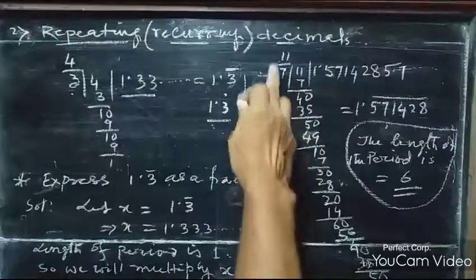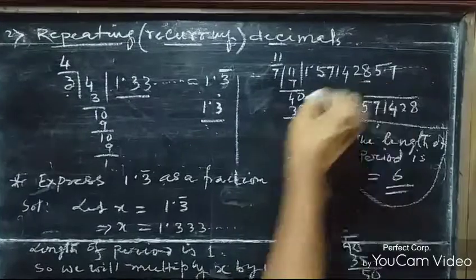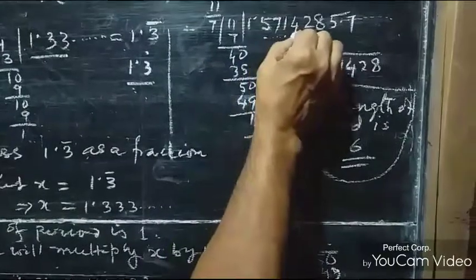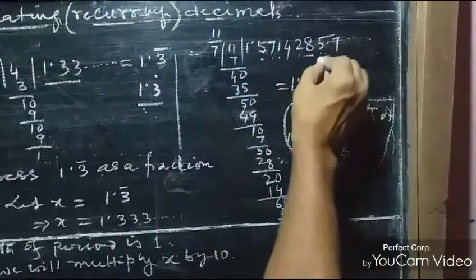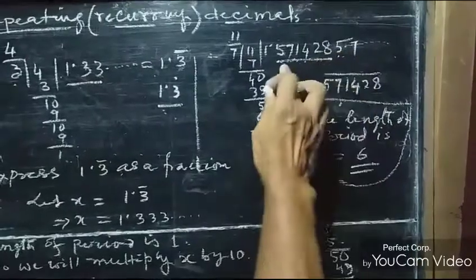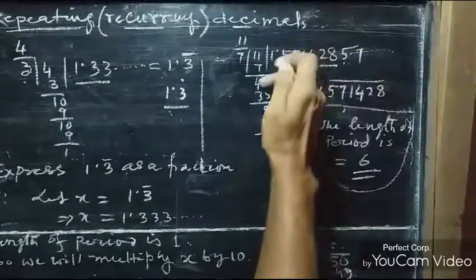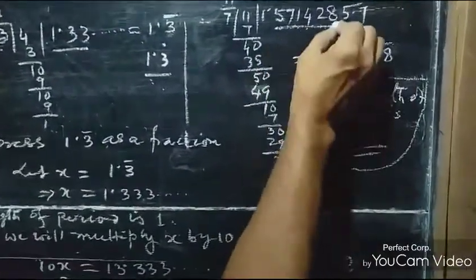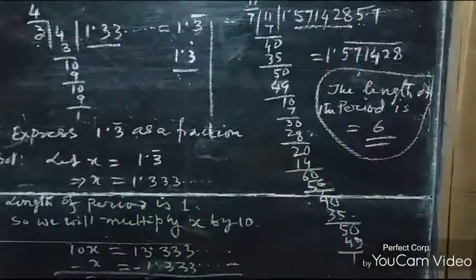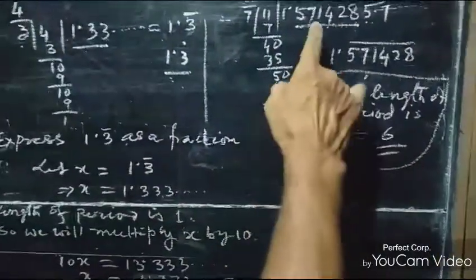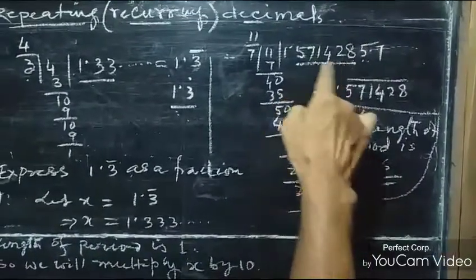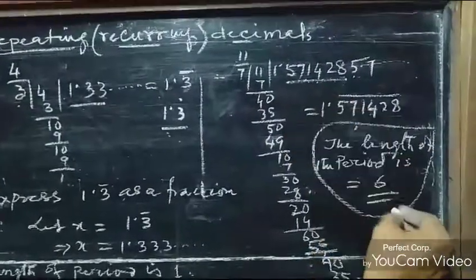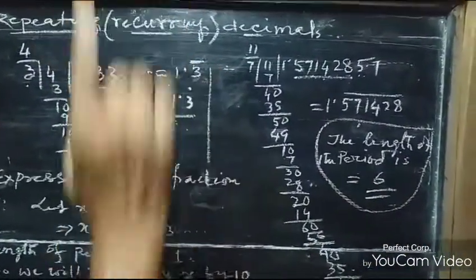Another number I am taking is 11 by 7. If I do the normal division, you will get 1.571428, then once again 5, 7 comes. So these numbers form a long chain, and after that the same chain repeats. This length of numbers is called the period of this recurring number. The length of the period here is 1, 2, 3, 4, 5, 6: 6. So the length of the period of this number is 6. Earlier, the length of the period was 1.